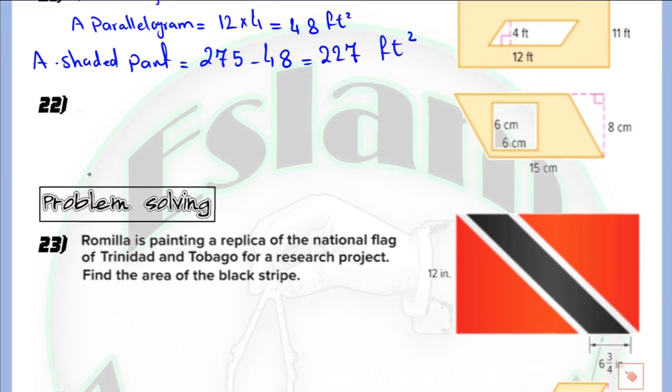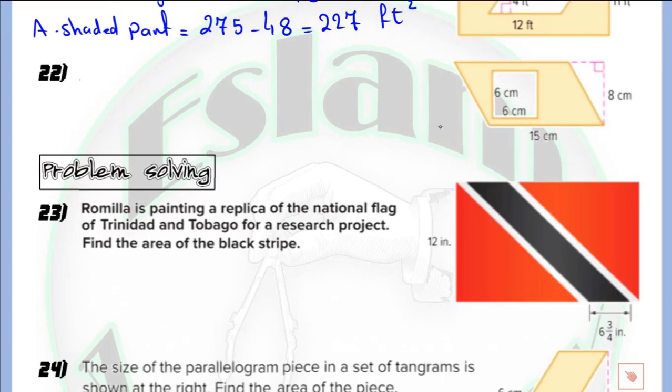Again, in question number 22, we need to find the area of the shaded part. The greatest shape that we have now is a parallelogram, so we need to find the area of the parallelogram. The area of the parallelogram is equal to the length of the base multiplied by the height, which is 15 multiplied by 8. By multiplying, you will find that the answer will be 120 square units.